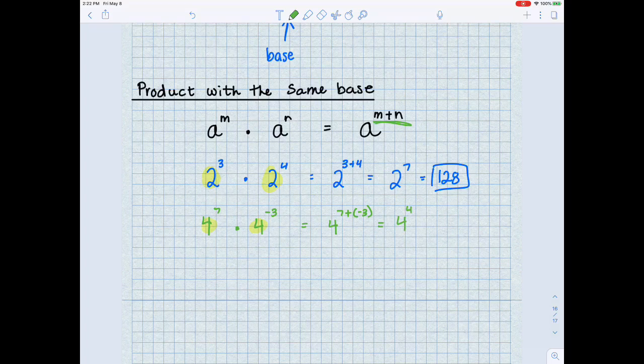4 times 4 is 16. 16 times 4 is 64. And then multiplied by another 4 is 256. And that's our final answer.